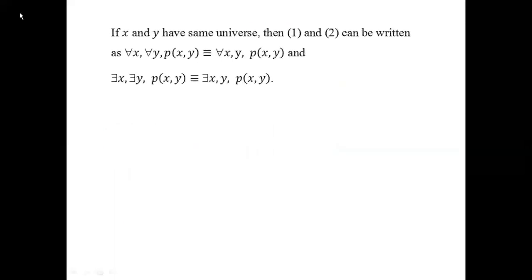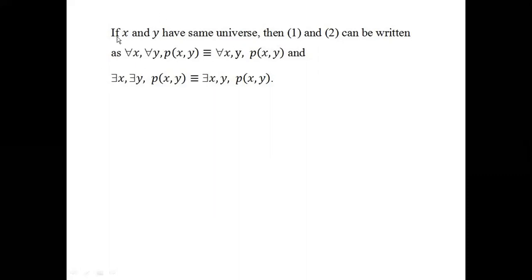If x and y have the same universe, then the expressions 1 and 2 can be written as: for every x, for every y, p of x y is logically equivalent to writing for every x comma y, p of x y. Suppose we pick both x and y from the same universe. Then for every x, for every y can be clubbed together and written as for every x comma y, p of x y.